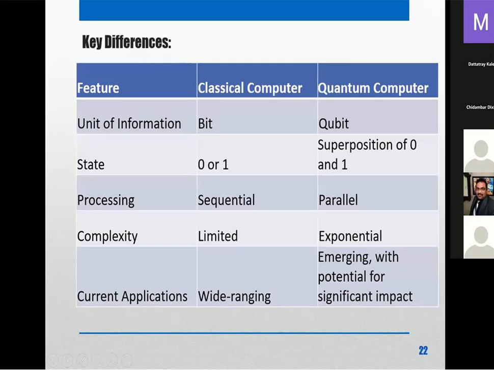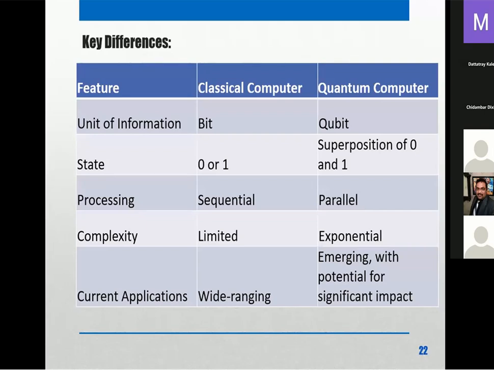On the next slide, we can see the features. The unit of information is a bit in a classical computer; in a quantum computer, it is a qubit. The state is 0 or 1 in a classical computer. In a quantum computer, it is a superposition of 0 and 1.